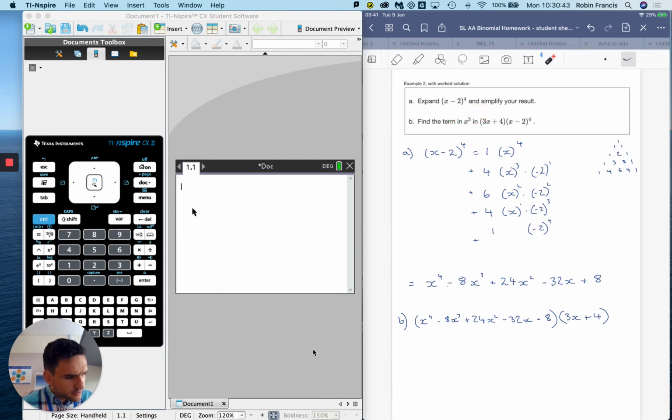Well, if I take my 3x, which would have to multiply with all of them, the one that I'm interested in multiplying with is going to be the 24x squared, right? That's the only way that 3x will multiply with something from the large bracket to give an x cubed. So let's write that one out first. So I'm looking for 3x multiplied by 24x squared, and I'm also going to be interested in the 4 multiplying with something, which is going to be this 8x cubed, right? That's the only one out of all the options that the 4 can multiply with that's going to give me a cubed term.